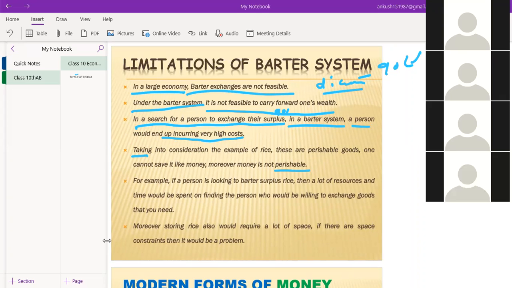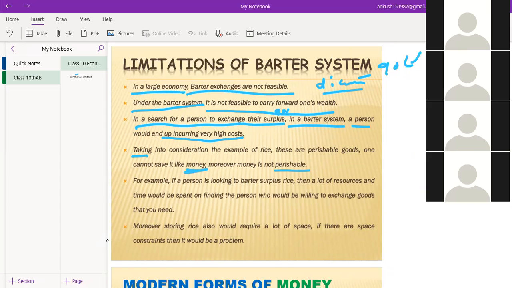Okay, let it be. So taking into consideration the example of rice, we can consider that the rice cannot be stored for a long time. A person would have to sell it, even if that person doesn't want to sell, even if the person doesn't want the other things, still he would have to exchange the things in the barter system. But money can be stored for a long time.